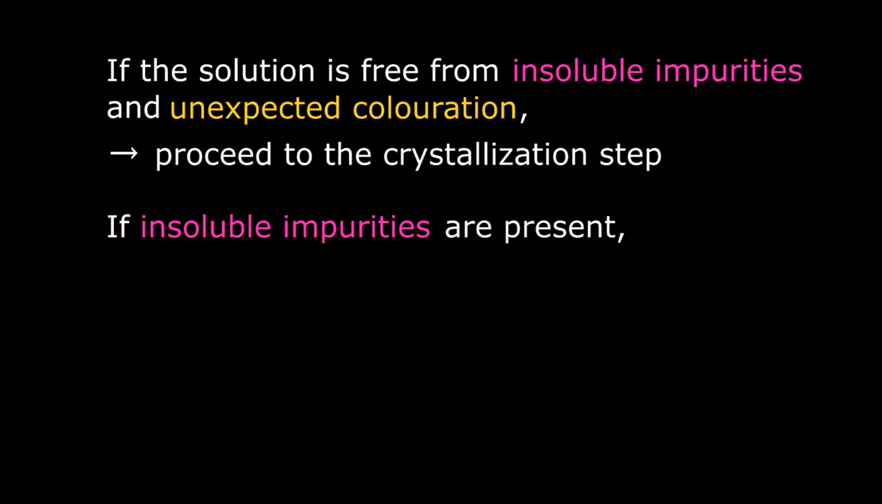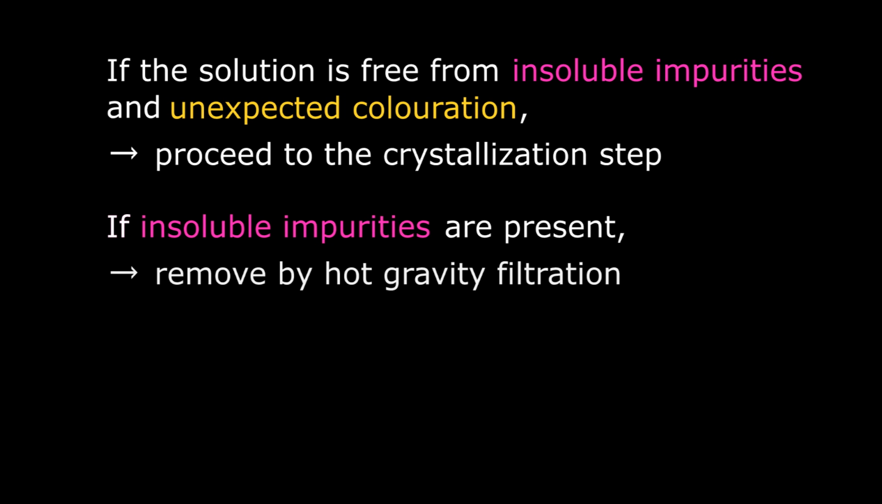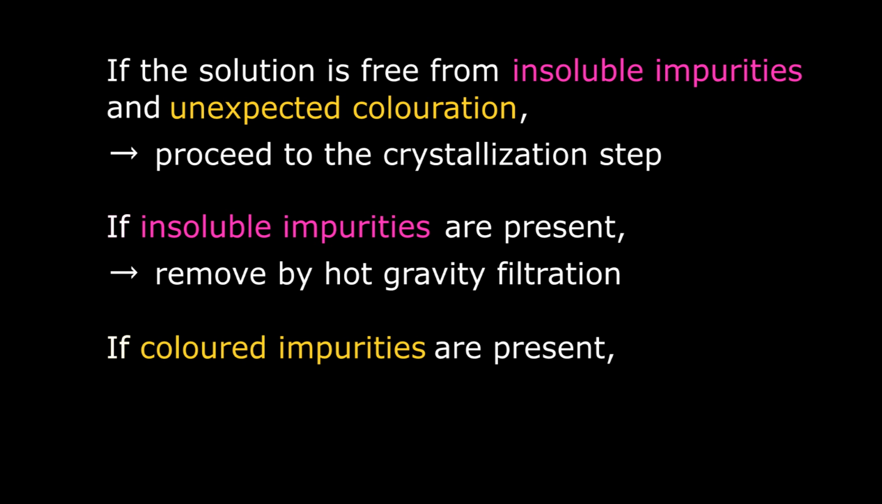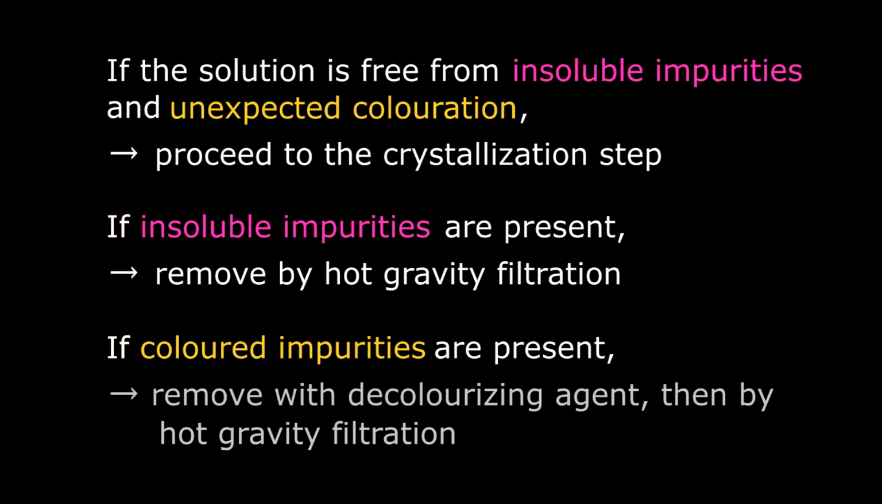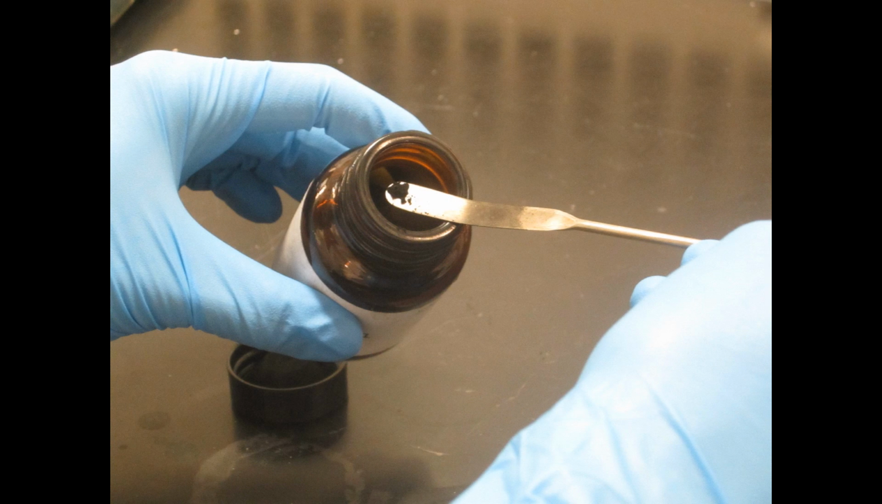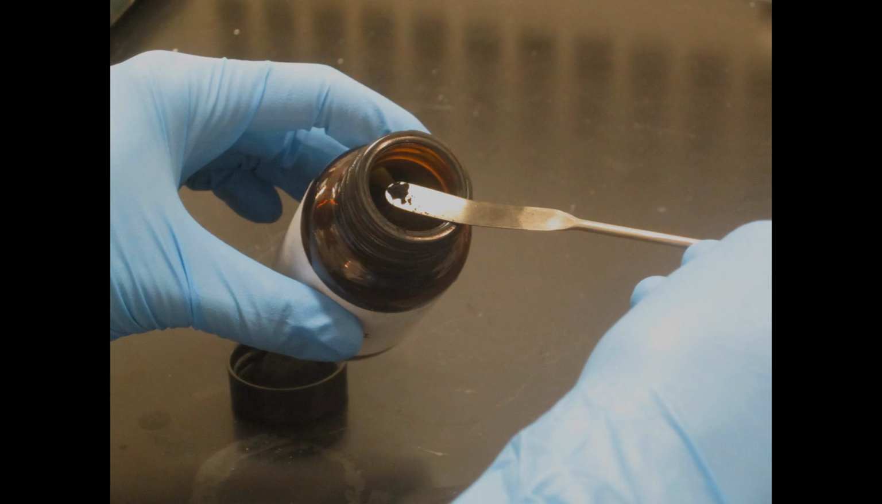Insoluble impurities will simply be removed by hot gravity filtration. Colored impurities will first need to be removed using a decolorizing agent, then by hot gravity filtration. Activated charcoal is a decolorizing agent used to remove colored impurities from the sample. It is made of very finely divided carbon with a high surface area to absorb the impurities.